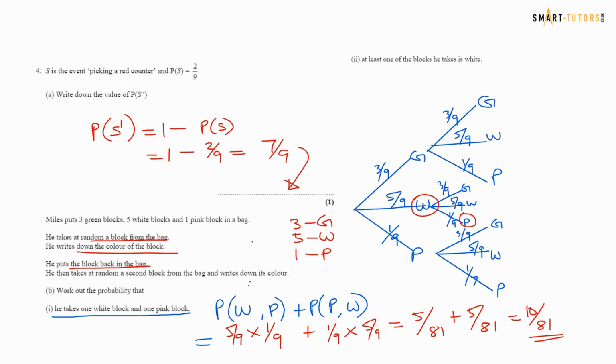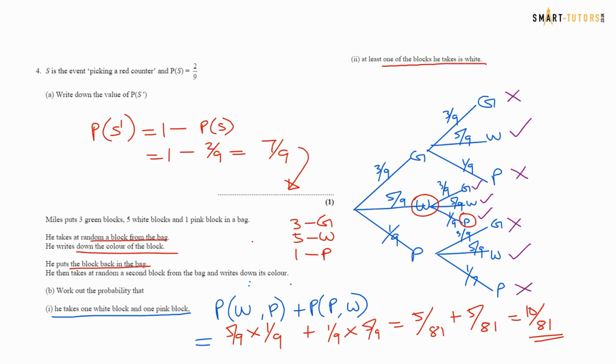Second part: at least one of the blocks he takes is white. At least one of them is white means you need to choose which one is going to be. So green-green is not going to come. Green white will come. Green pink won't come. White will come. And pink and green won't come. This will come and this won't come.